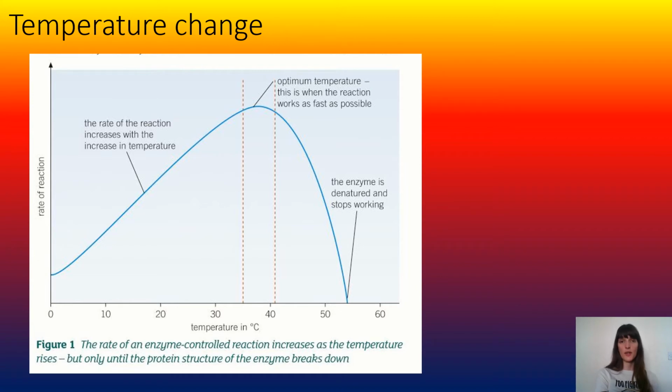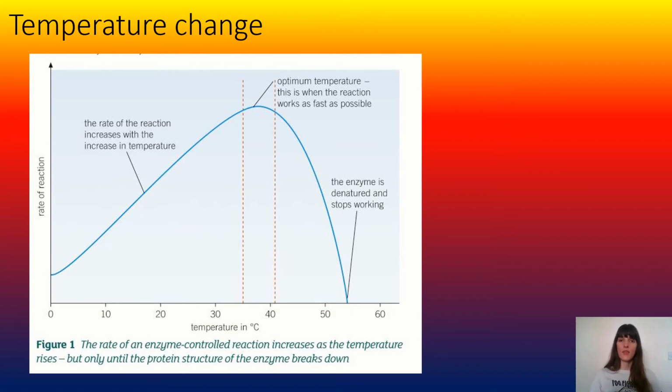This graph is showing the rate of an enzyme-controlled reaction. And what we can see is that as the temperature increases, the rate of reaction increases. And this is because we're giving the enzymes and substrates more kinetic energy. Think back to particle theory about how liquids and gases flow around. If you increase the temperature, you're making them move much quicker because you're giving them more kinetic energy. So they're going to bounce into each other more and bounce off the edges of the container. The same thing's happening with enzymes and substrates.